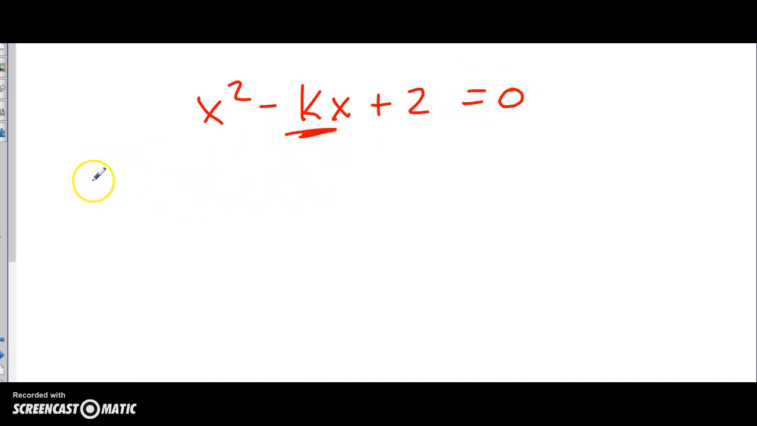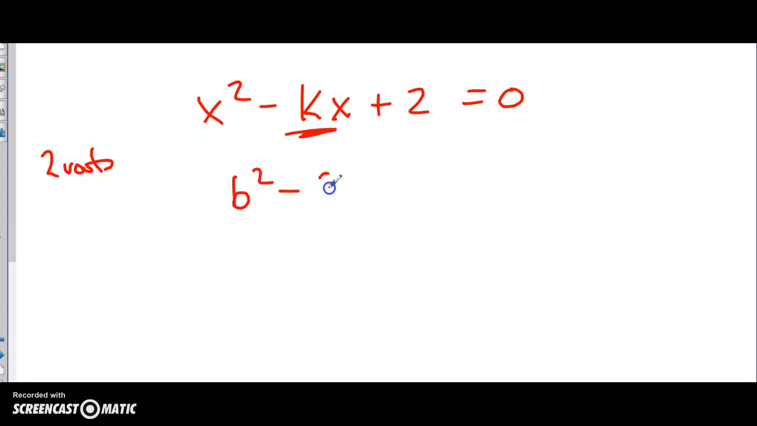We have questions like this. If my equation is x squared minus kx plus 2, just make that up, is equal to 0, what is the value of k? So I have a certain amount of roots. Let's just say I have 2 roots. What is k equal to? And that's all about the discriminant.